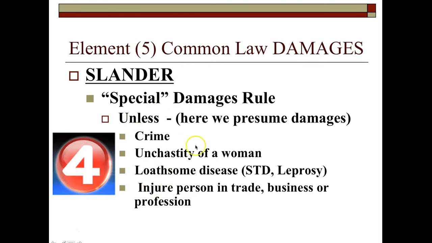There are four types of slander which, if made, trigger presumed damages. These are often called slander per se. If you say someone's committed a serious crime, unchastity of a woman, loathsome diseases, or a statement which injures someone in their trade, business, or profession, these four types of slander, slander per se, get presumed damages. Otherwise, you have to prove economic loss to recover for slander.